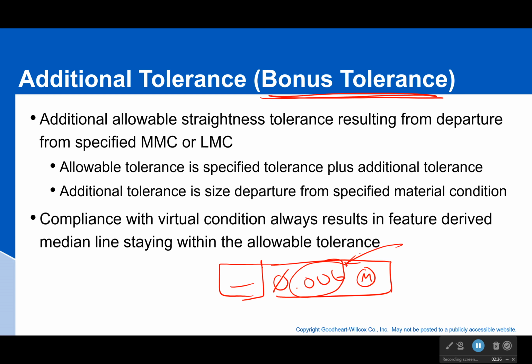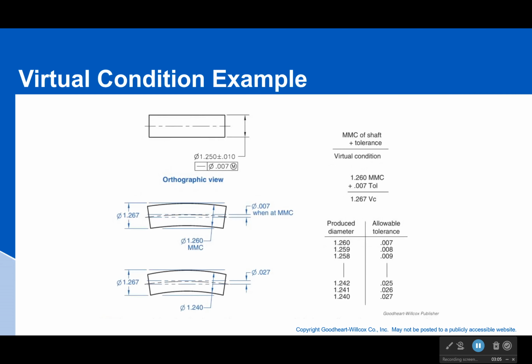Now, as I leave my max material condition, so as I go away from the virtual condition, which is the max size that could ever possibly be, including form tolerances, the max variation, I gain bonus tolerance. I gain bonus tolerance until I reach my size tolerance. Eventually I'll reach an upper or lower limit based on the size tolerance, and then at that point I have to stop and I don't gain any more tolerance. So I'd like to look at an example of that with you so you can see what the virtual condition is and what I mean by bonus tolerance.